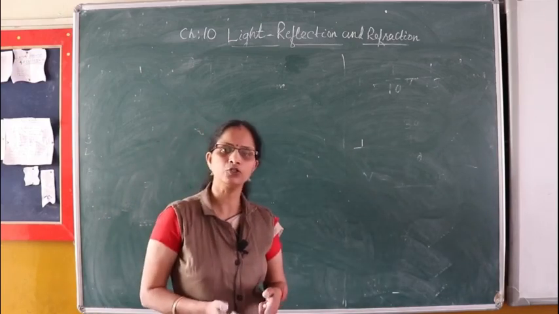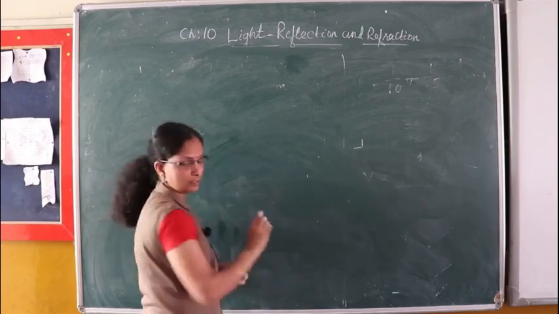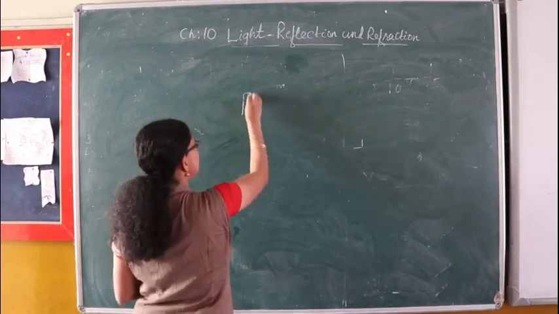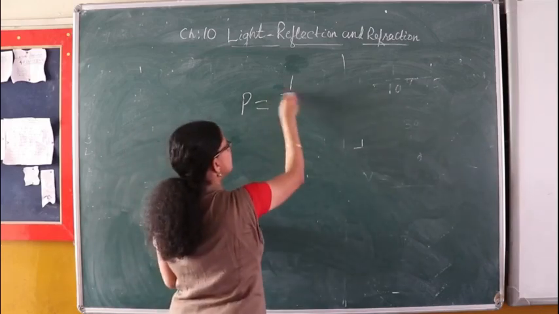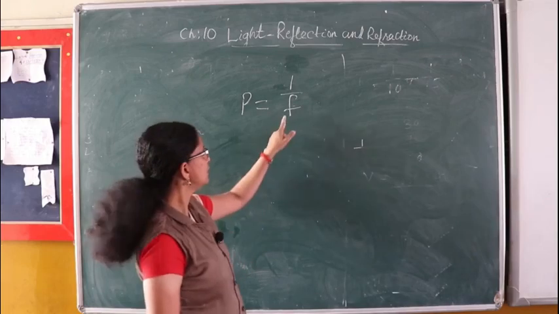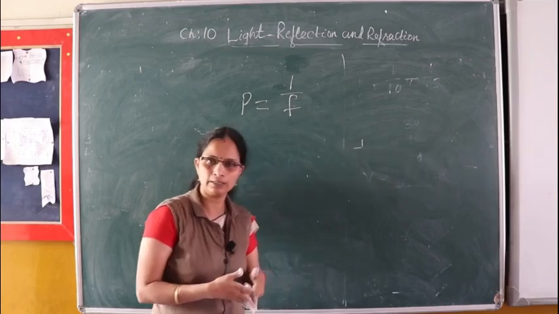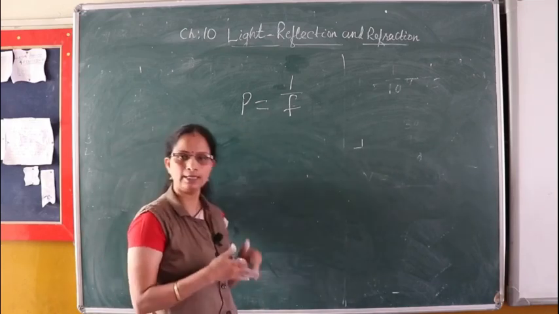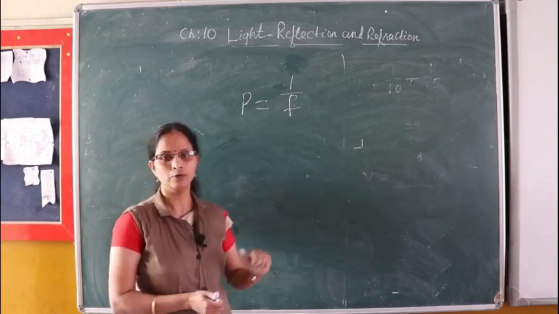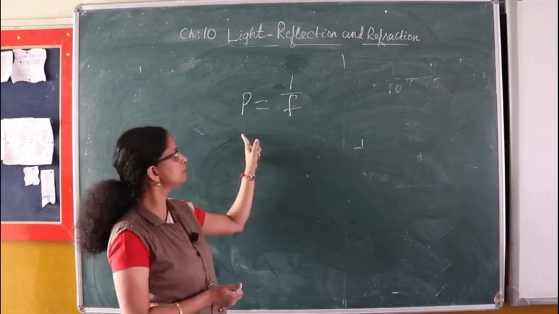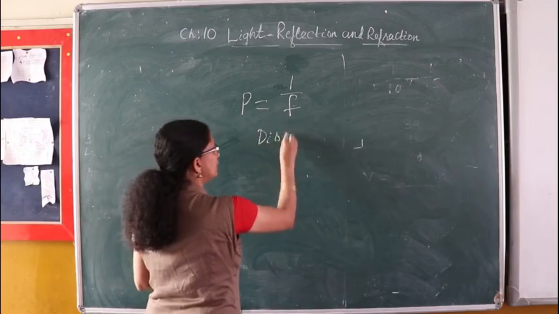So, the ability of a lens to converge or diverge is measured in terms of its focal length, and the focal length is expressed in terms of its power. Since power depends on focal length, power is defined as the reciprocal of its focal length. That means when the focal length increases, the degree of convergence will be less, so the power will be less. And if the focal length is less, the degree of convergence will be more and the power will be more. So it is inversely proportional. Power is defined as the reciprocal of focal length, and it is measured in a unit called diopter.